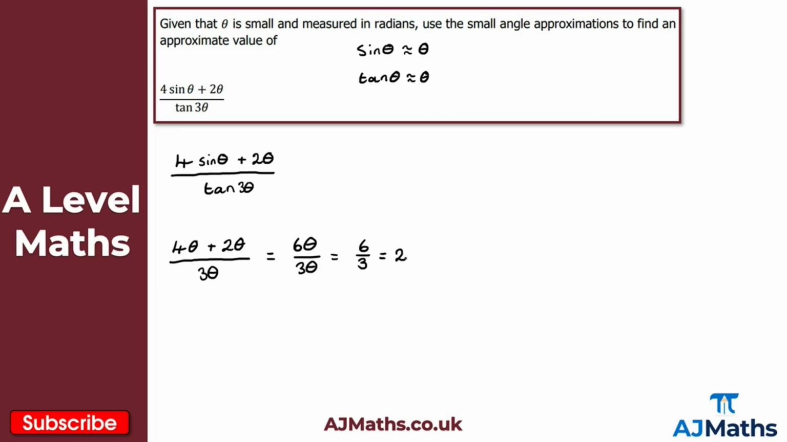Okay, so using the small angle approximations, the approximate value of 4 sine theta plus 2 theta over tan 3 theta is simply 2. And there we have it. So that's the solution to question 1.